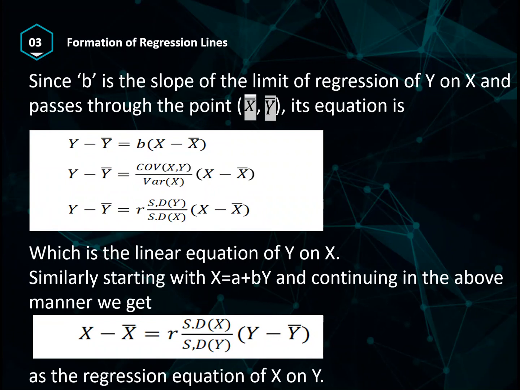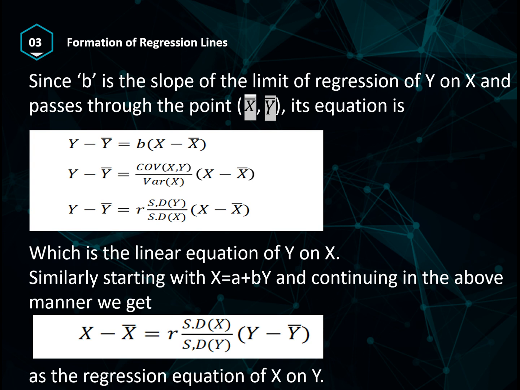Since b is the slope of the line of regression of y on x and it passes through the point x bar comma y bar, its equation is y minus y bar is equal to b into x minus x bar, and we got b as covariance of x comma y by variance of x. Let us substitute into the equation, and we also have the correlation coefficient formula as r is equal to covariance of x comma y by the product of the two standard deviations x and y, that is covariance of x comma y by sigma x into sigma y.